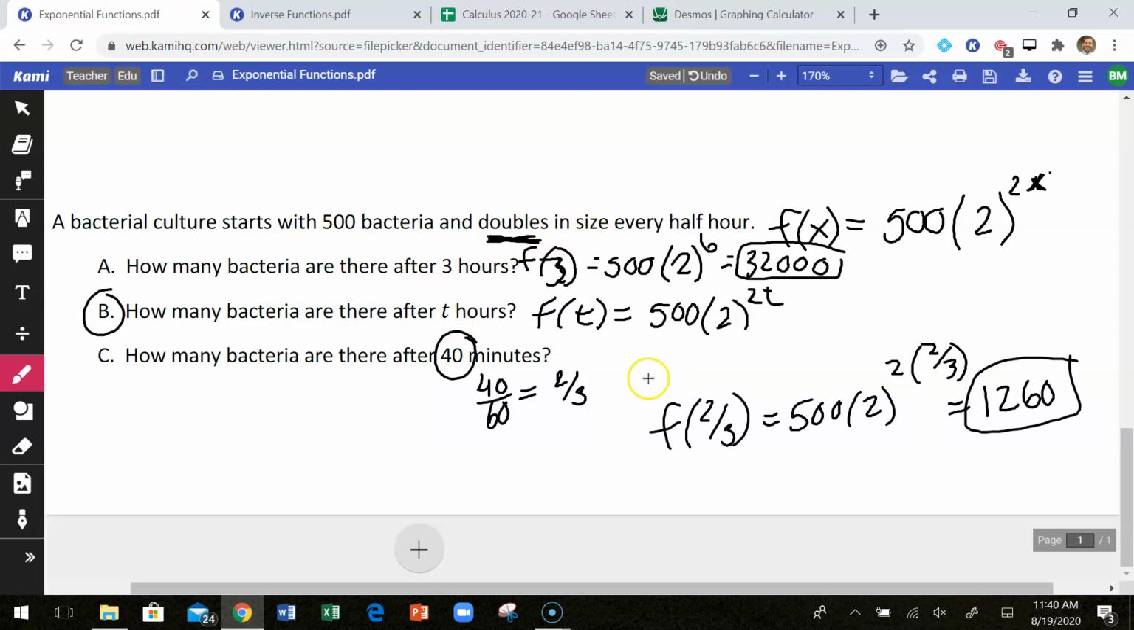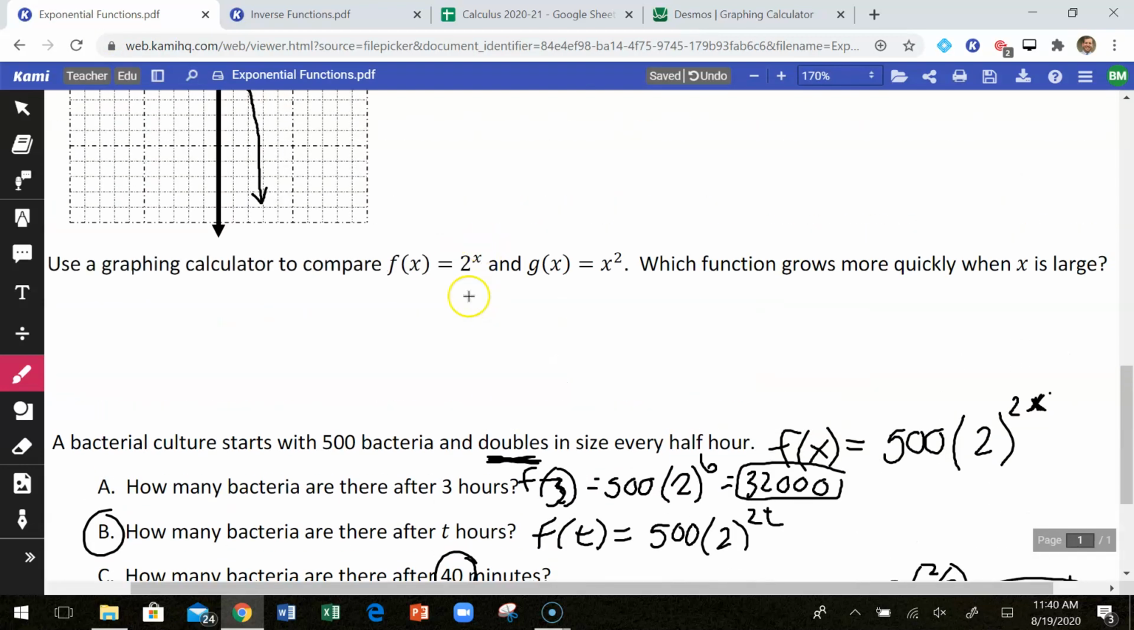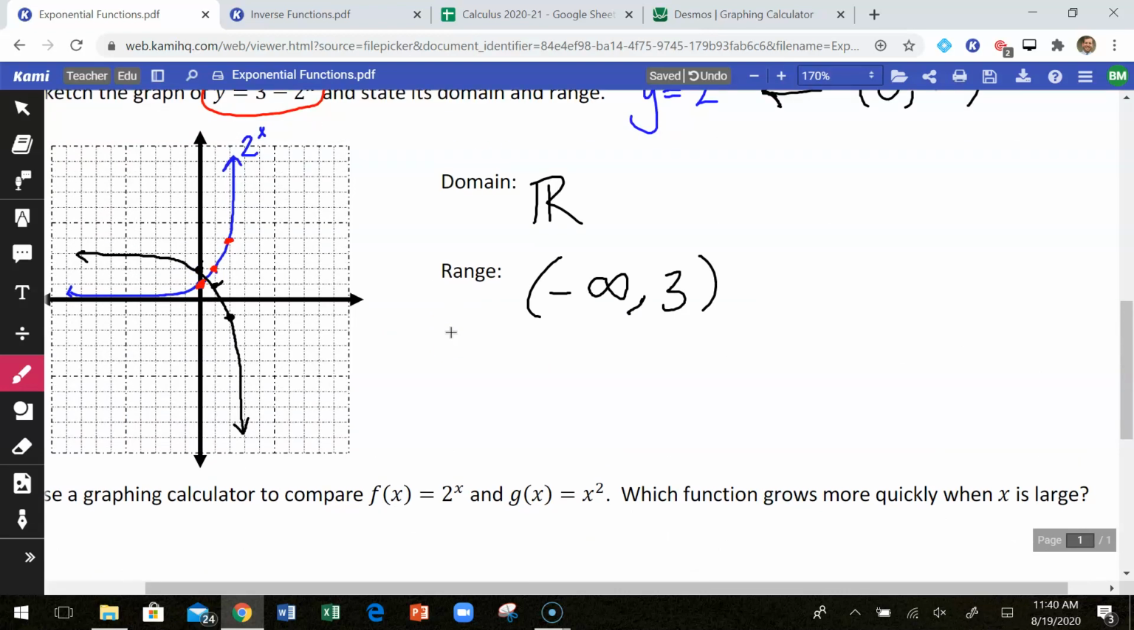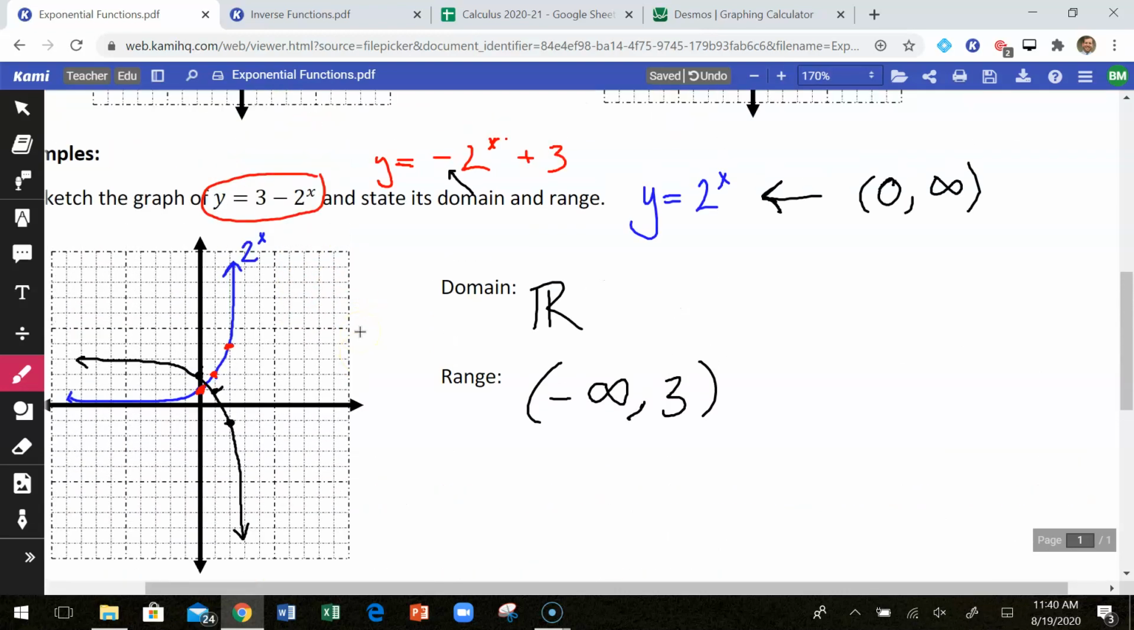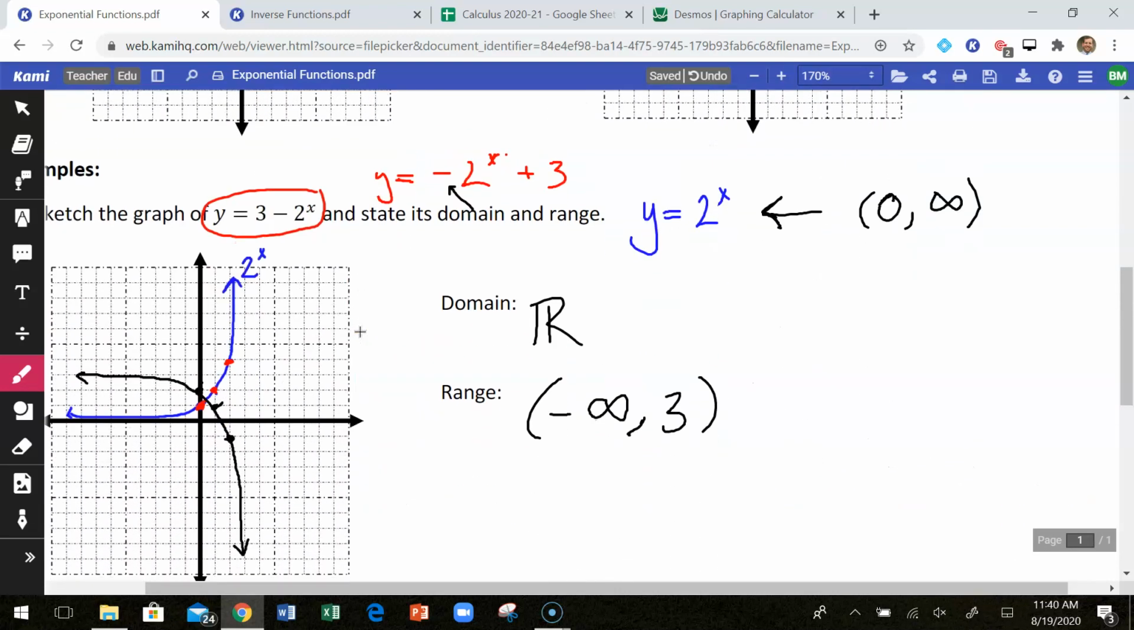Okay, so writing exponential functions given situations, understanding the difference between exponential growth and exponential decay, and being able to graph them are all important skills when it comes to exponential functions.